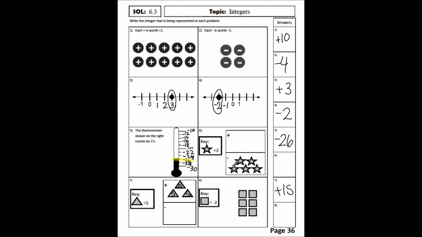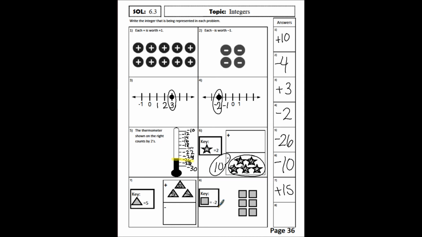For number 6, we see each one is worth 2, so I have 2, 4, 6, 8, 10, but 10 on the negative side, so 10 of these negatives is going to give you a negative 10 for that model.